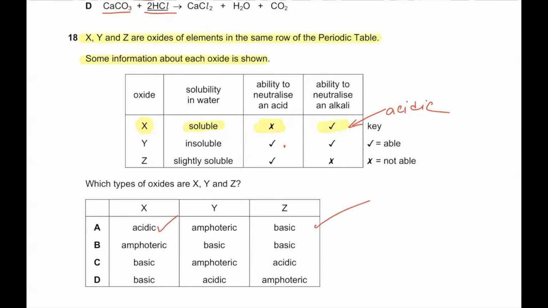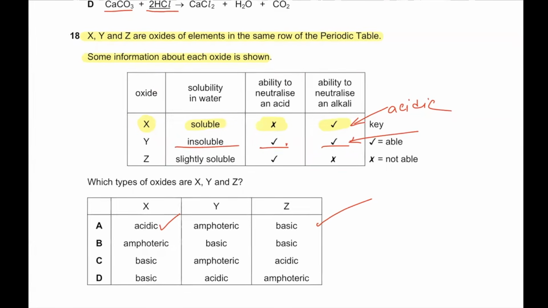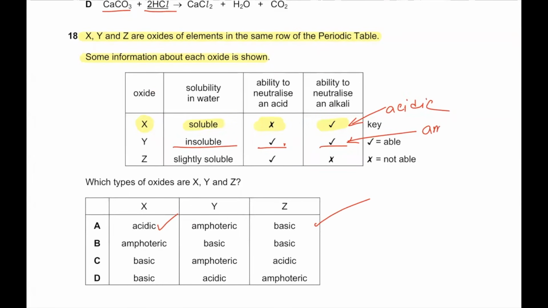So let's see how the rest of the things are correct. Y is insoluble. However, it can neutralize an acid and a base. Definitely this substance having an ability to neutralize an acid and an alkali is an amphoteric substance. So we'll just write it amphoteric. Slightly soluble Z has the ability to neutralize an acid, which indicates that this is a base. It does not neutralize an alkali, so not amphoteric, so basic. A is the correct answer.